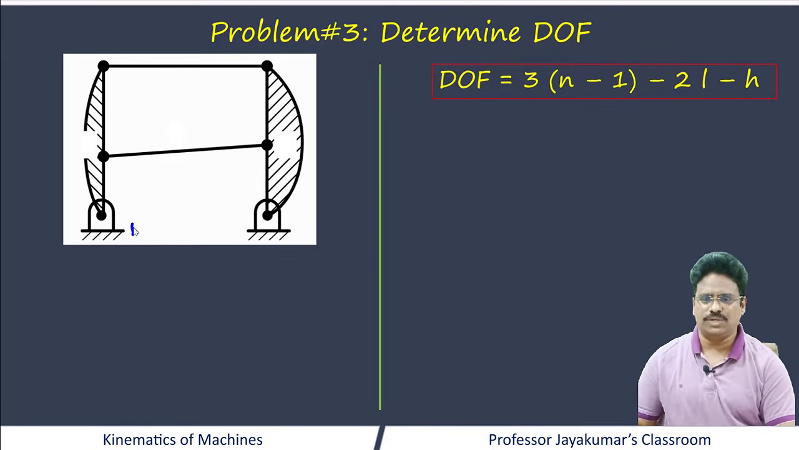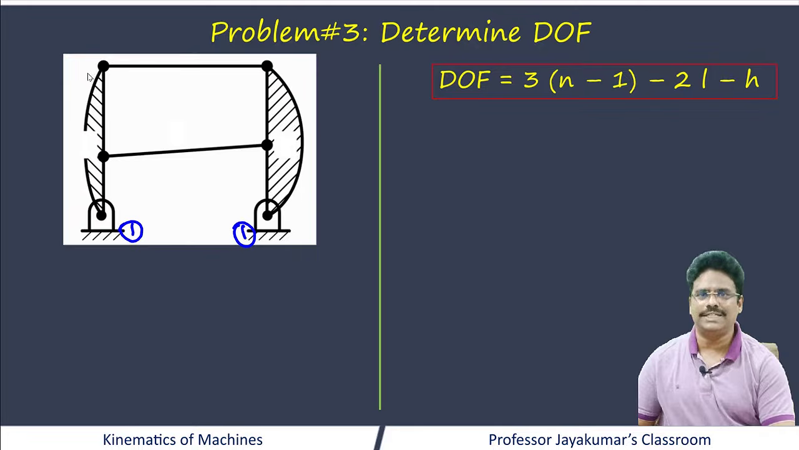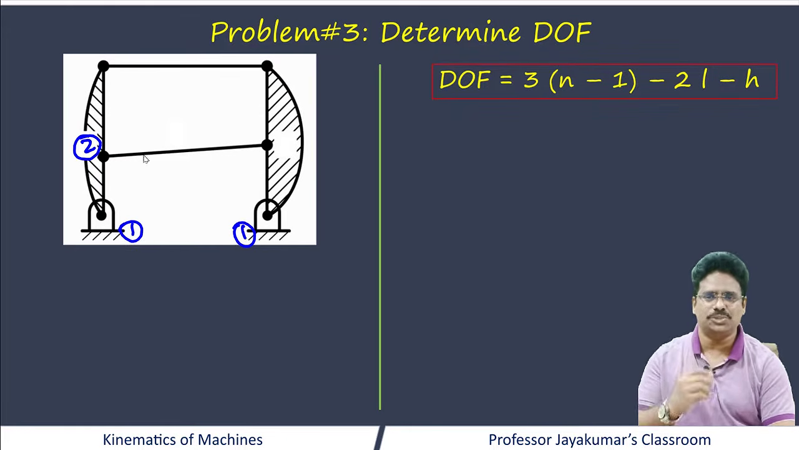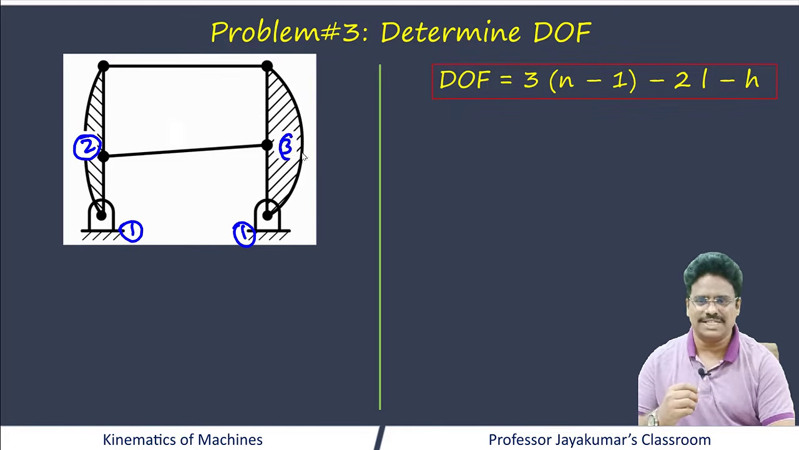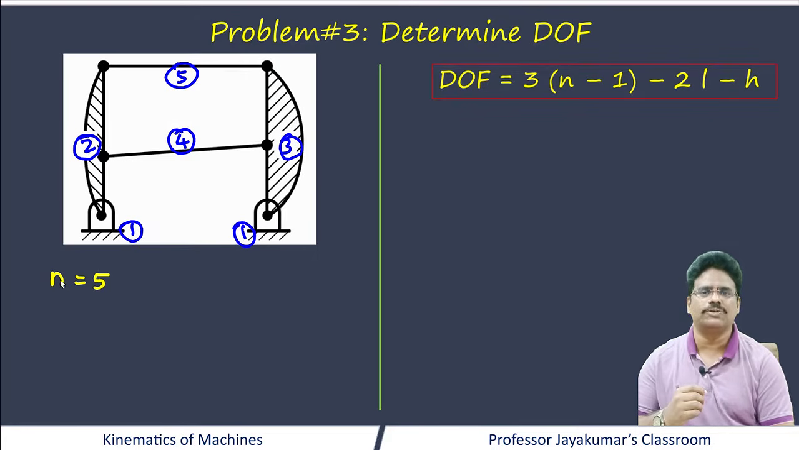So fixed link is 1 here. Now this entire link might look different, but it forms a single link, so I need to call this entire link as link 2. Same is the case here. The entire thing is link 3. This is link 4. This is link 5. So I could say the number of links is 5.